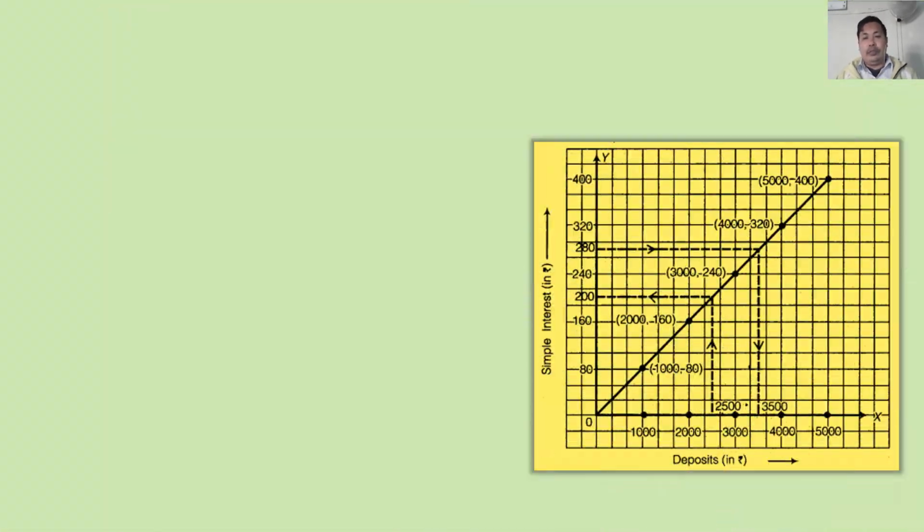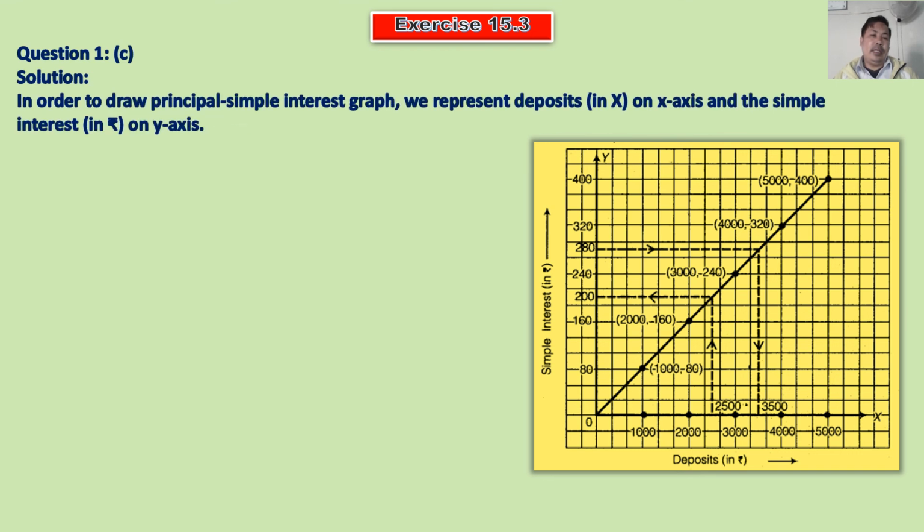Now next is the solution of the C, and this is the graph we have here. Okay, clear, this is the graph we have. So in this graph you can see that the values on the x-axis are taken as 4 units as 1000, next for 2000, next for 3000, like this. Okay, so let us see how we can explain the drawing here. The solution is, in order to draw the principal simple interest graph.